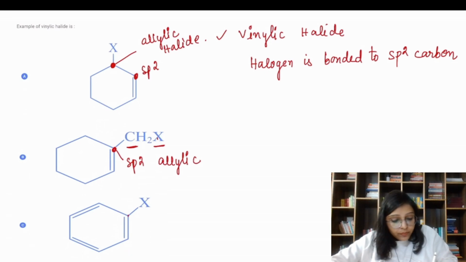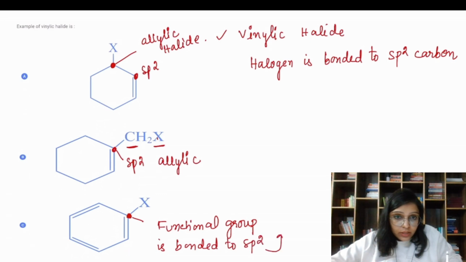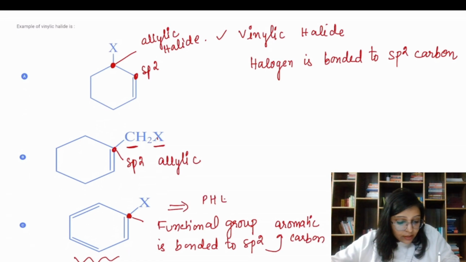If you see this one here, carbon bonded to, or we can say, functional group which is halogen, right? Functional group is bonded to sp2 carbon, but that is from aromatic ring, right? Aromatic carbon, because this benzene ring is aromatic, so this is known as phenylic. This is known as phenylic.